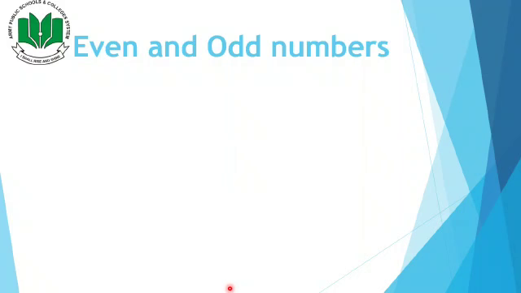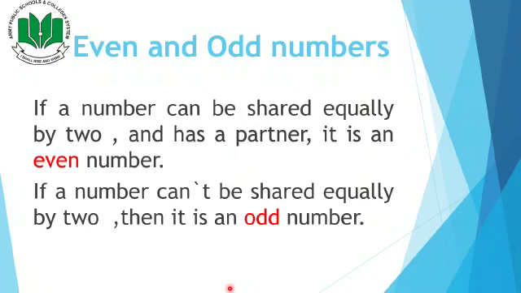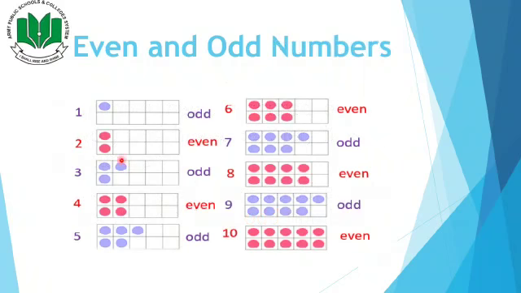Even and odd numbers. If a number can be shared equally by 2 and has a partner, it is an even number. And if a number cannot be shared equally by 2, then it is an odd number. For example, this is number 1. It has no pair and it is all alone. We call it odd number. This is number 2. It has a pair. So we call it even number.